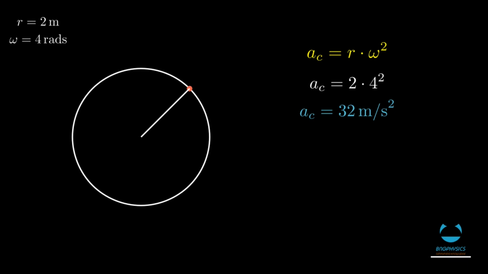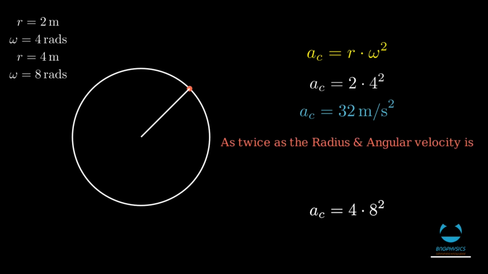And regarding twice the radius and angular speed, this means both the radius and omega times 2, and they equal 4 meters and 8 radians per second respectively. So centripetal acceleration is equal to 256 meters per second squared.